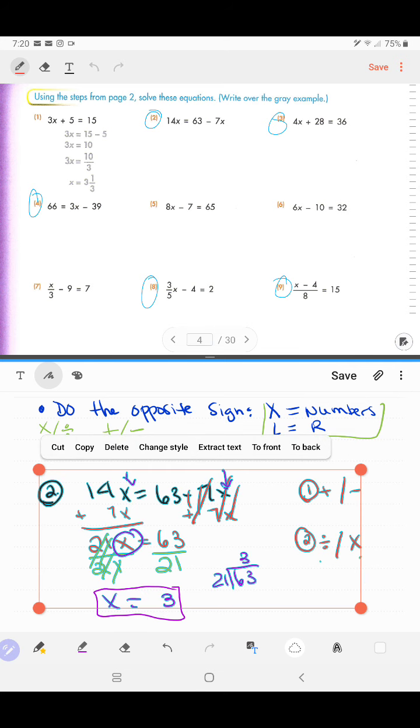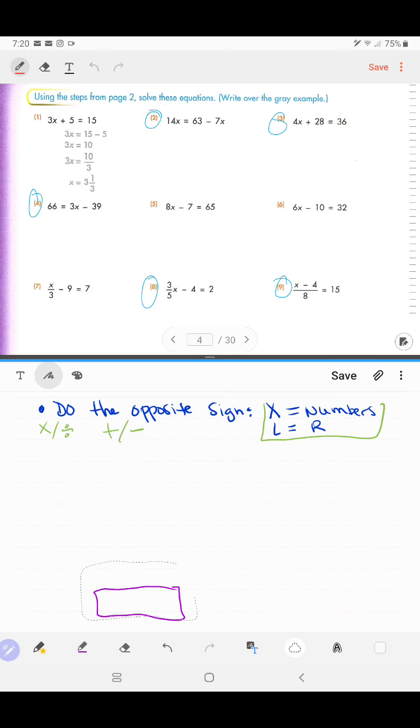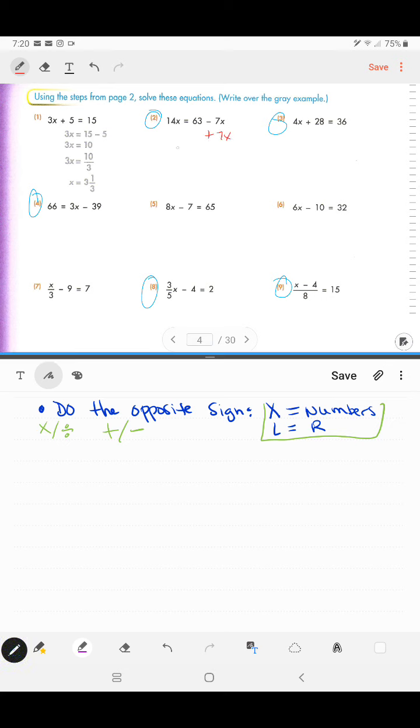So again, if you need to pause the video, go ahead. I'm trying to get you guys through at least a checkup. Okay. So this was 21x equals 63. Divide by 21 equals 3.